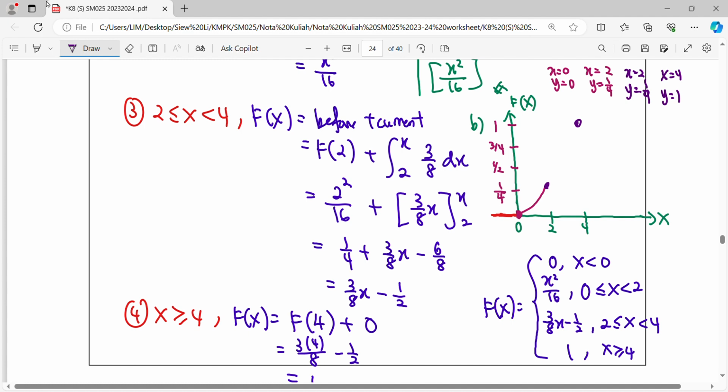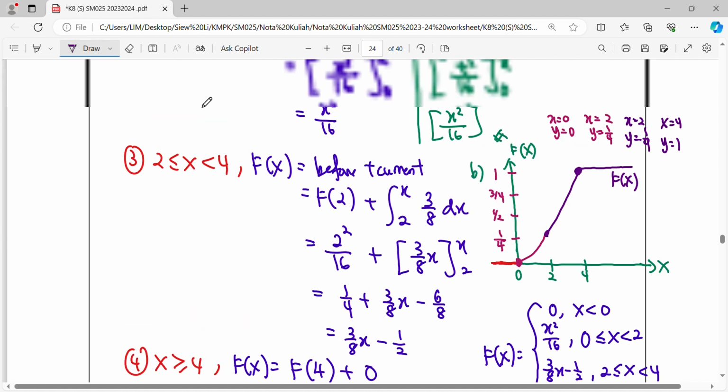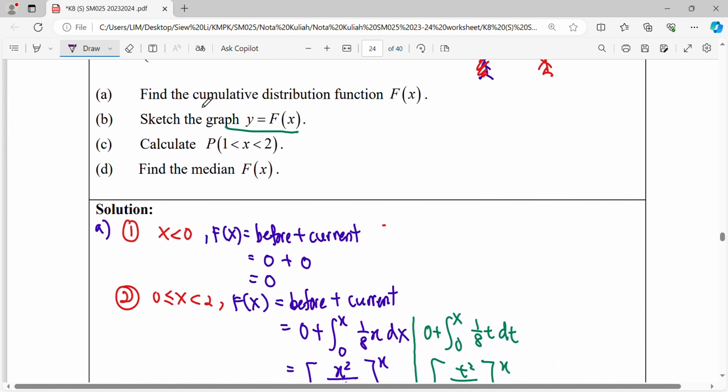So from this starting point to the ending point, your graph is a linear graph. So how to join these 2 points? By using a straight line. Then lastly, for x more than or equal to 4, it will be a constant graph, 1. So this is our cumulative distribution function.